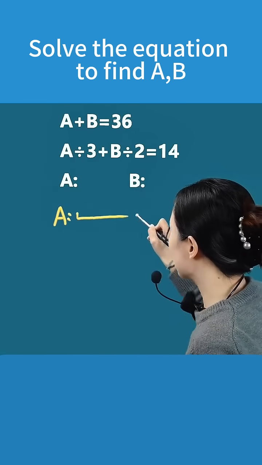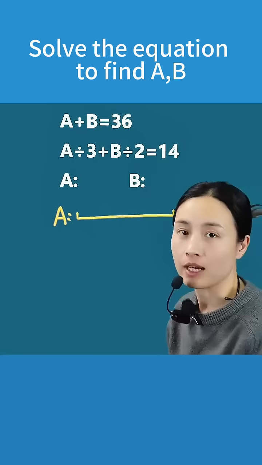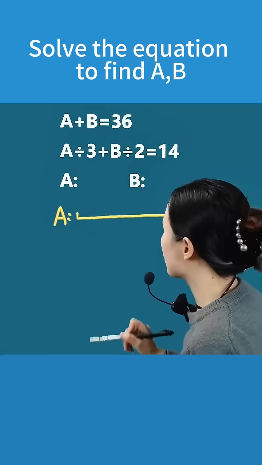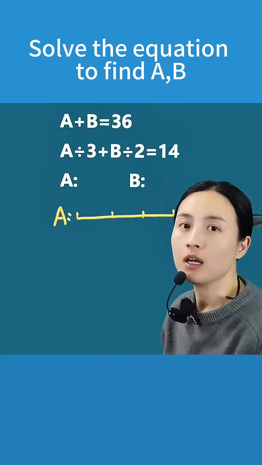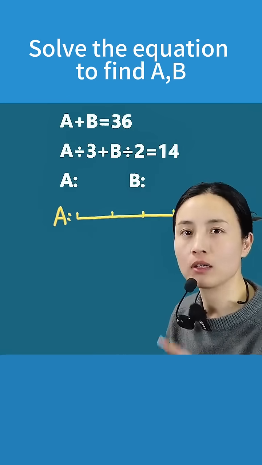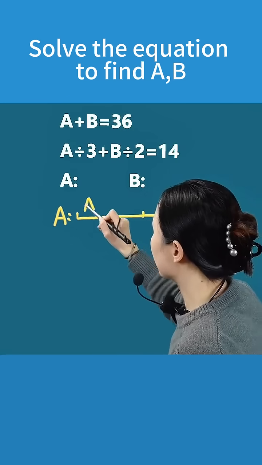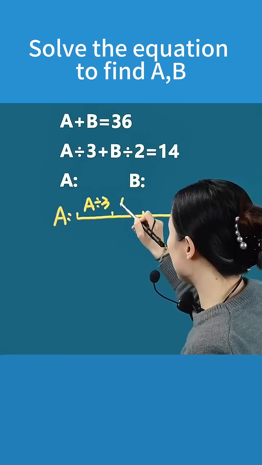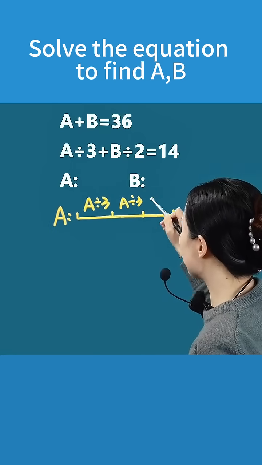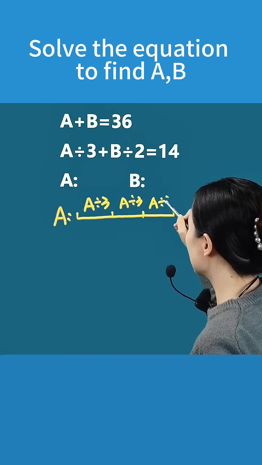Now let's imagine it is divided into 3 perfectly equal parts. We have 1 part, 2 parts, and finally 3 parts. Given that we have split it up this way, what exactly would you say each individual part represents? It's A divided by 3. Let's go ahead and fill this in as well. This section is also A divided by 3, and the next part is also A divided by 3.